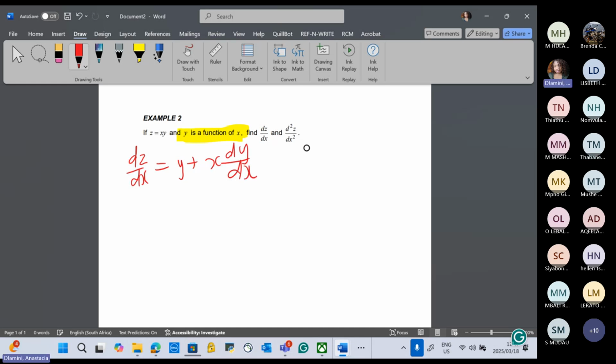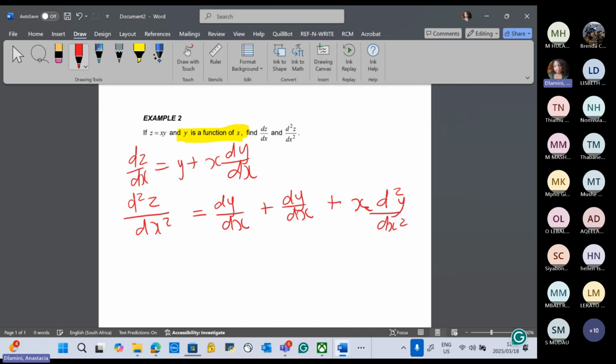Now, what's the second derivative? They're looking for the second derivative of z over dx squared. We know that this is a function of x, so this will be dy over dx plus dy over dx plus x d squared y over dx squared. So this is 2 dy over dx plus x d squared y over dx squared. Are we all together? Yes, ma'am.